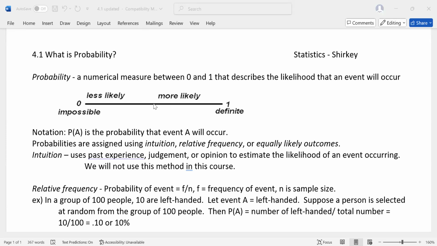Here's the middle again, 50% or 0.5. As you go to the right, it gets more likely to occur until you get to 100% or 1, which is definite. It definitely will occur. So the notation that we use, the P stands for probability, capital P. So the probability of A is the probability that event A will occur.